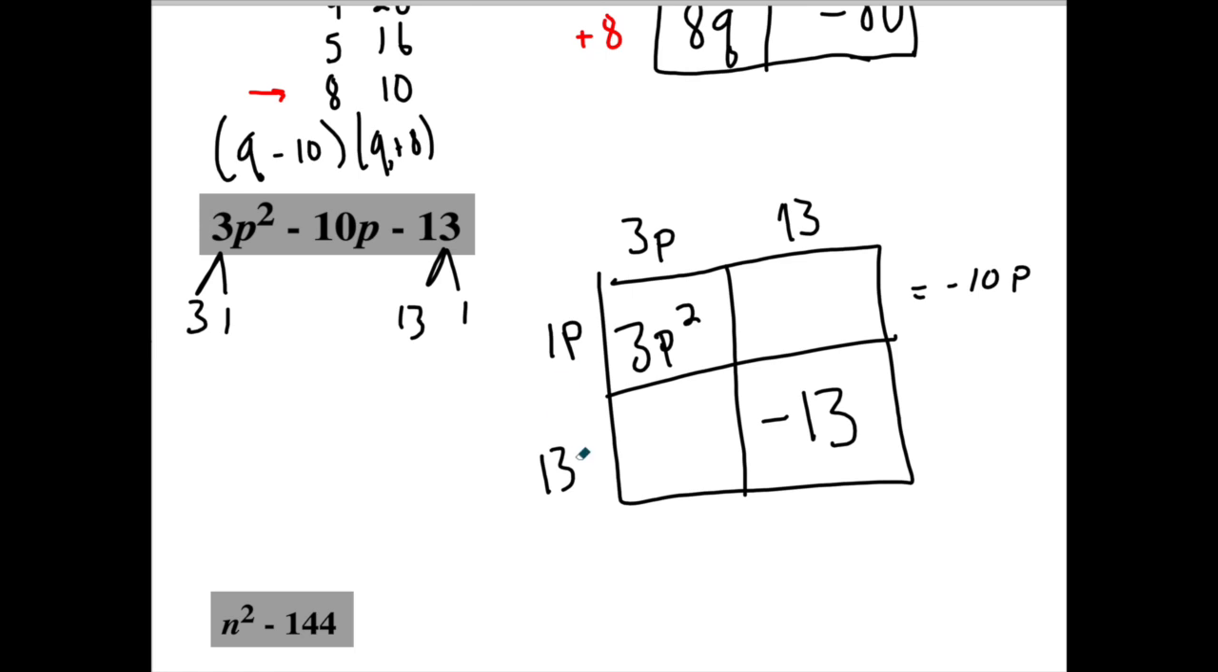So what I'm going to do is this. I noticed that 3 times 13 is 39. That's way, way, way off. I'm never going to be able to get back to negative 10. So I'm going to do this.